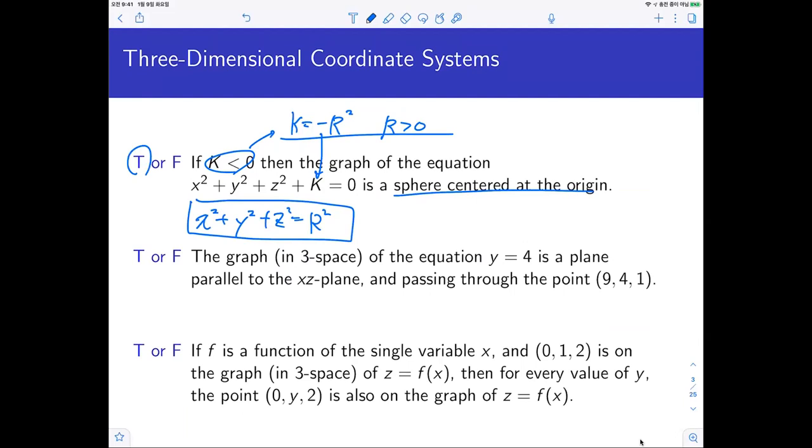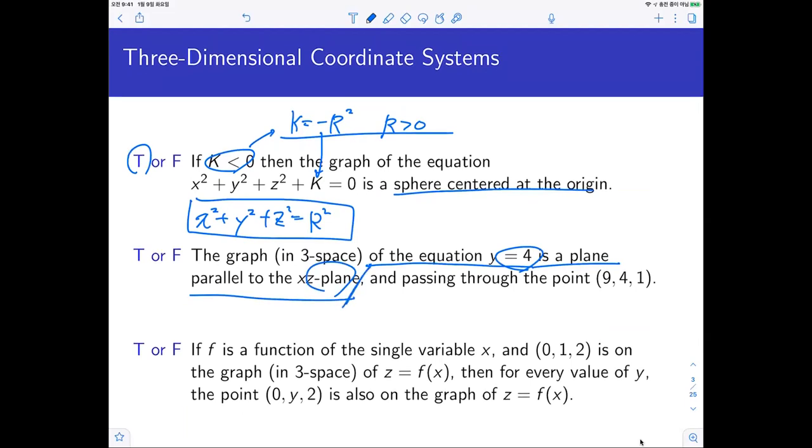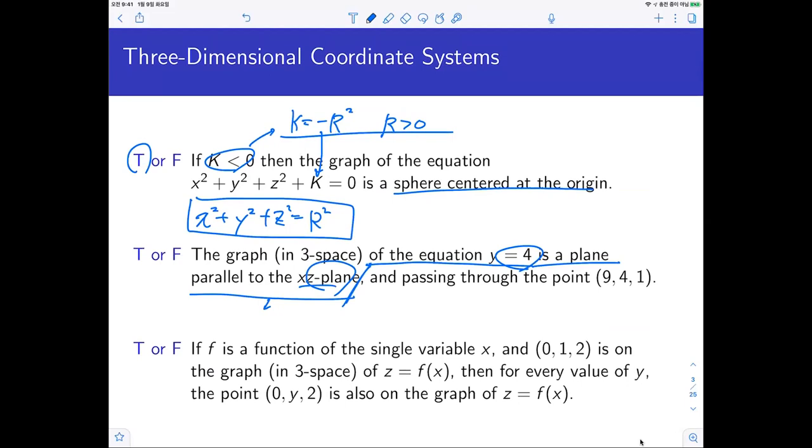Here, the graph of the equation y equals 4 is the plane parallel to the xz plane. This is correct because y equals 0 is the xz plane. So y equals 4 is the plane parallel to the xz plane and passing through the point (9, 4, 1). Since here y is 4, this point is contained in the plane y equals 4.